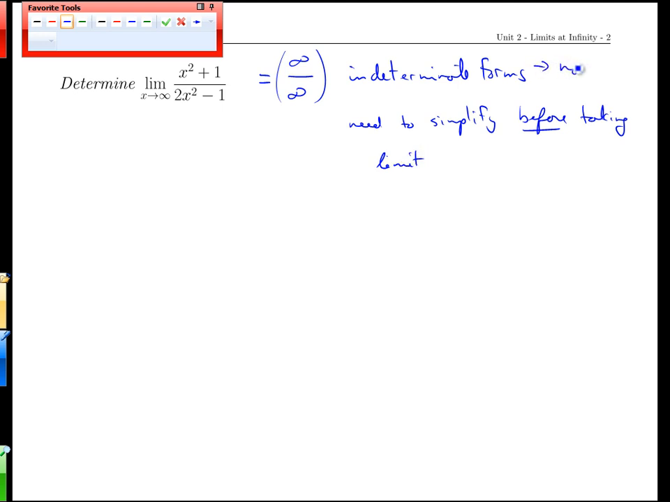So the indeterminate form gives us no answer whatsoever. No idea. The limit might exist, it might not. This tells us literally nothing. As soon as we see this, we have to go back to the original function and deal with it as it was given to us.